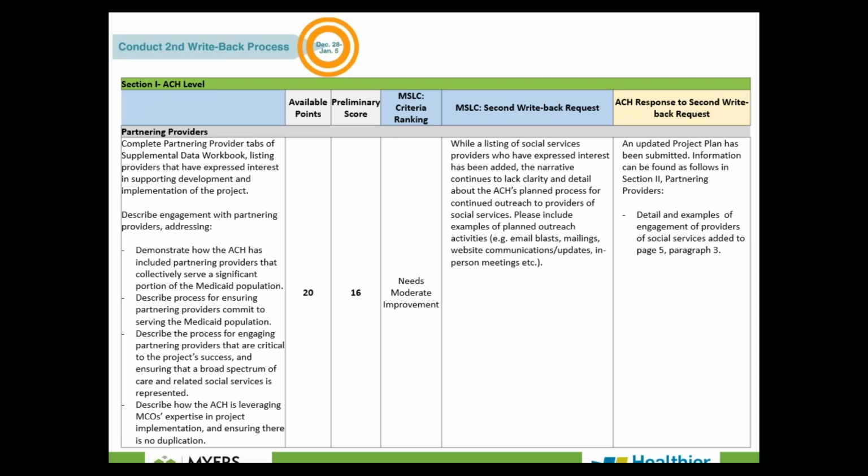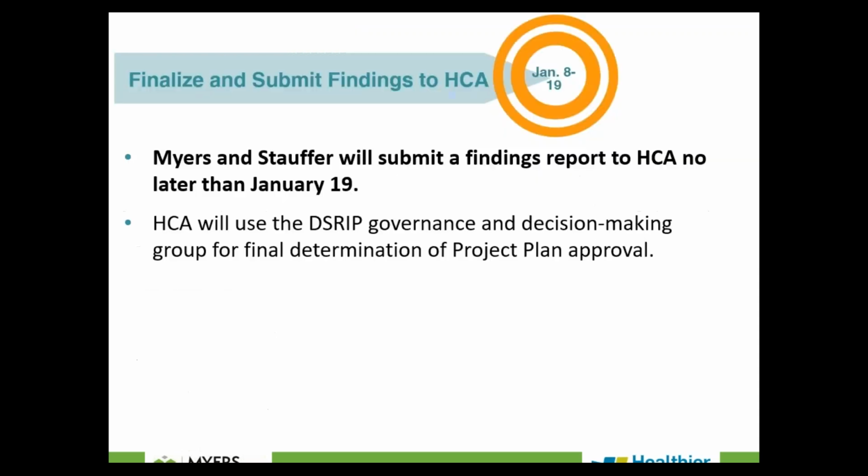After finalizing our reviews of the second write-back response, we will submit our findings report to ACH by January 19th. I think that the important thing to note here is that ACH does have the final decision-making authority and will make the final determination of project plan approval. So we will be talking through our findings with HCA as well as keeping them apprised of our preliminary findings throughout the review.